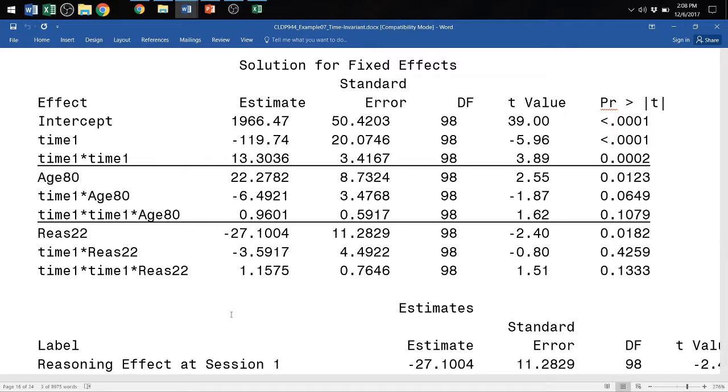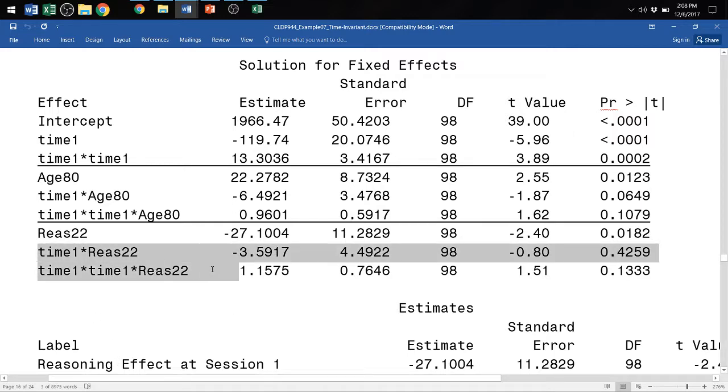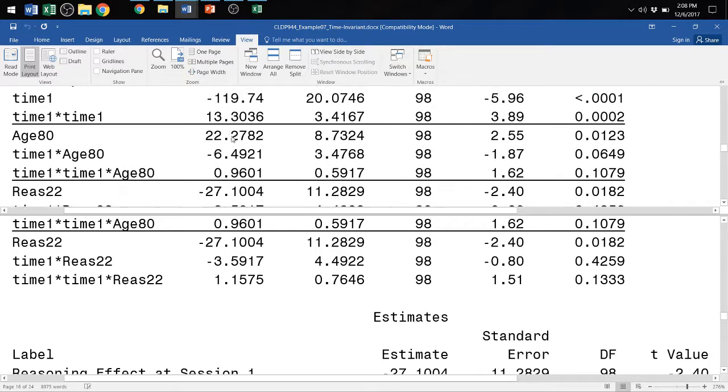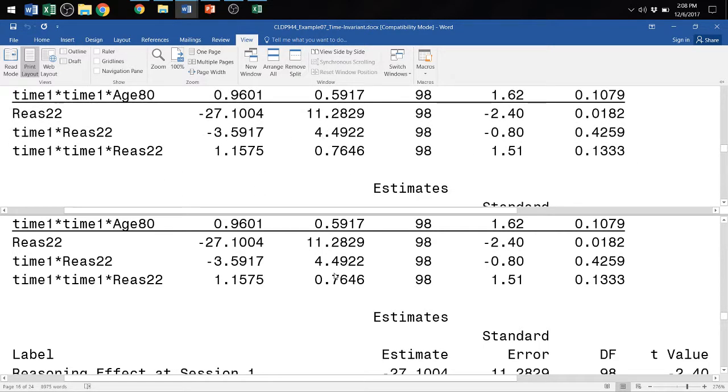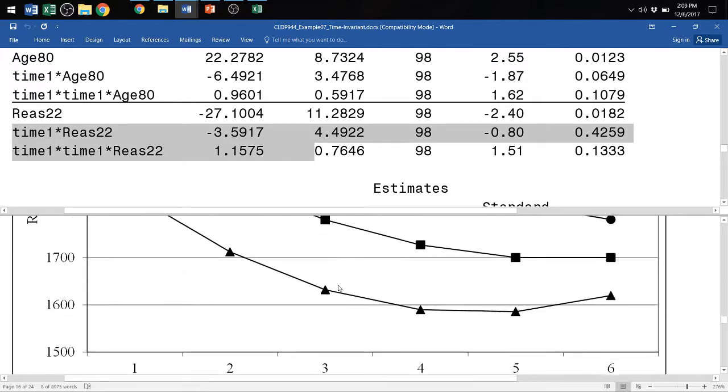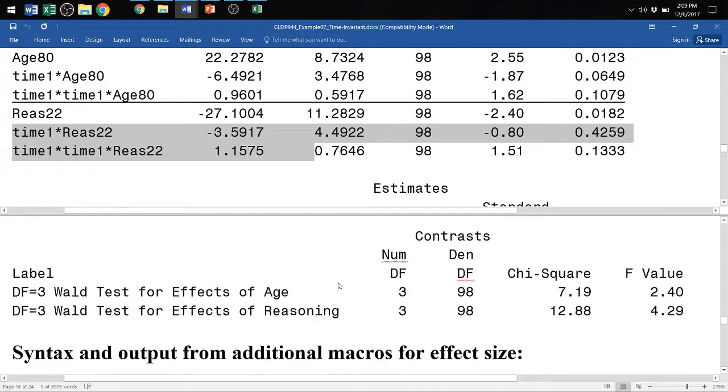However, I would argue that is not a good idea. Again, do you think time and time squared are related? Do you think the unique effect of reasoning by time might be different after reasoning by time squared is gone? Could be. So here's my old model. Here's my picture. You can see how I made that.